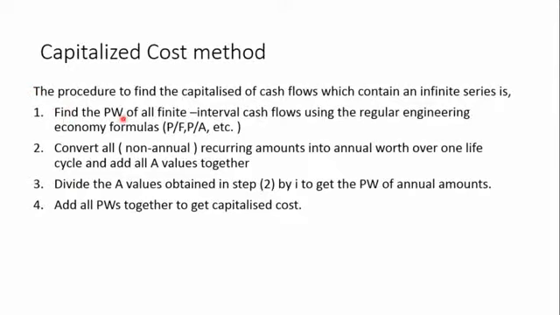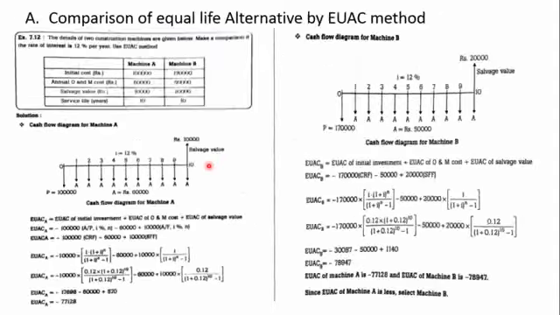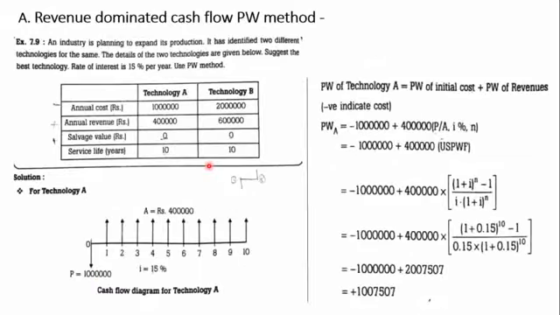Basically we have to find out the PW, that is the present worth, of all finite interval cash flows, like the annual operating and maintenance cost and annual revenue. In the same way we can calculate all the cash flows. We have to calculate the PW of all those expenditures or annual incomes or revenue by using the regular engineering economics formulas.